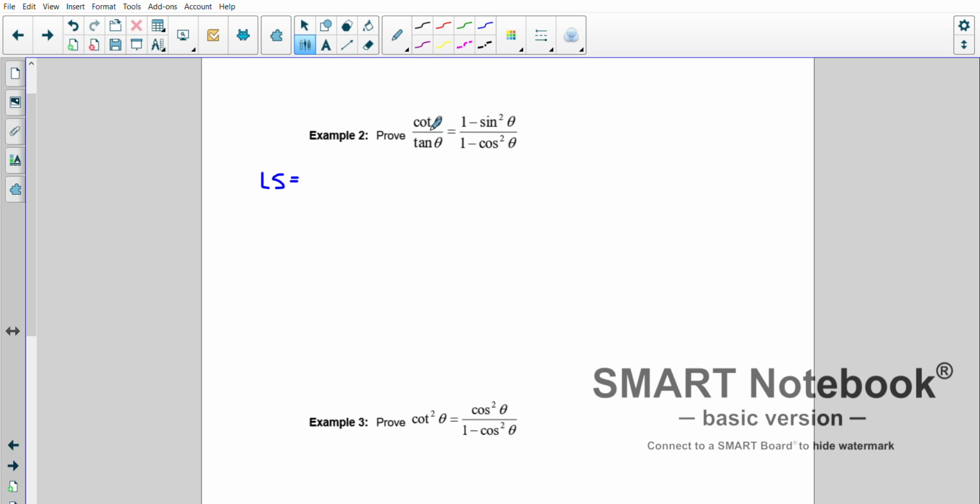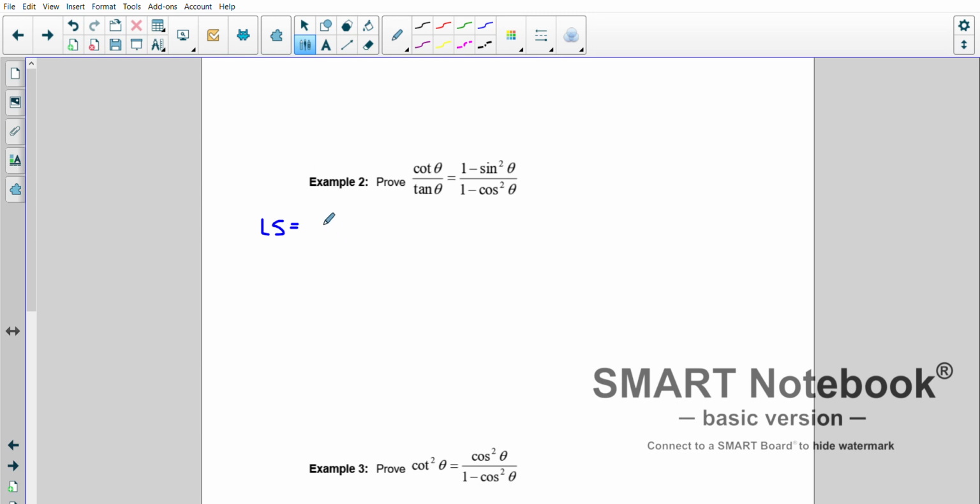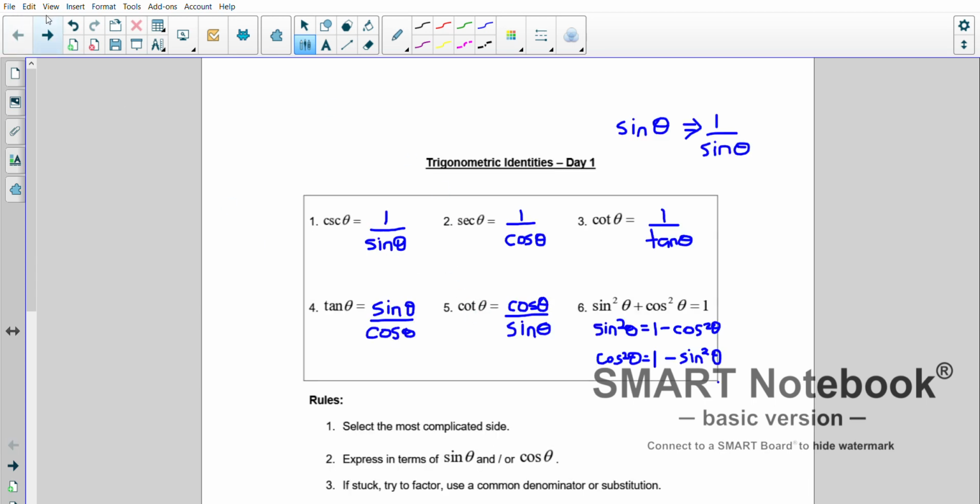I have cotangent over tangent. I know that cotangent, if I go back to my identities here, is cos divided by sine. So it's going to be cos theta divided by sine theta. Now I'm going to divide this by tan theta, and I know going back here, tan theta equals sine over cos.